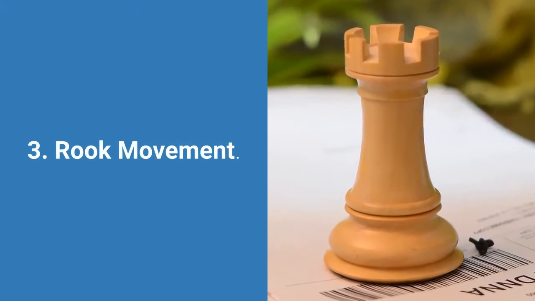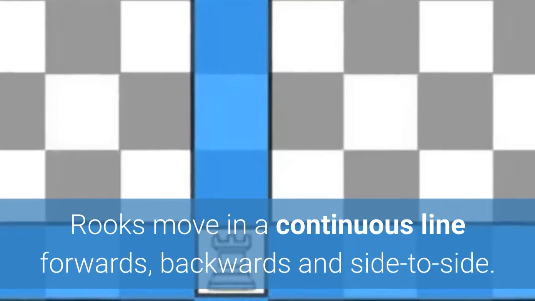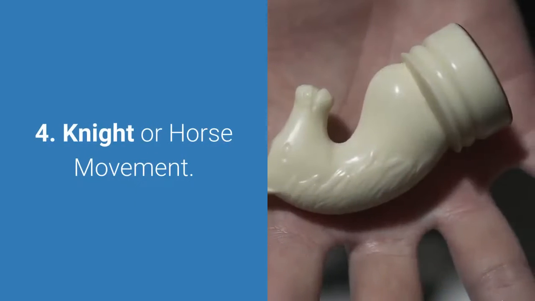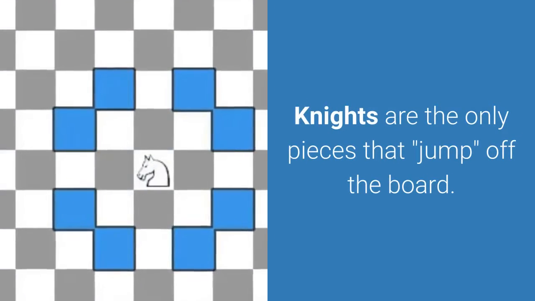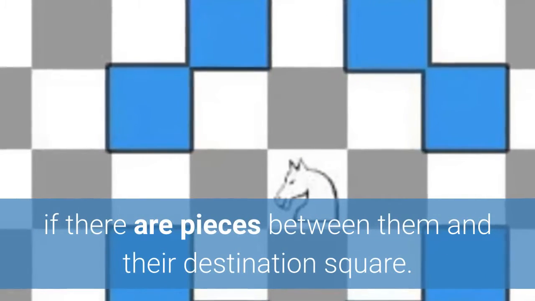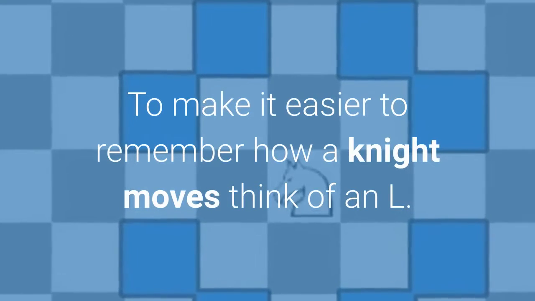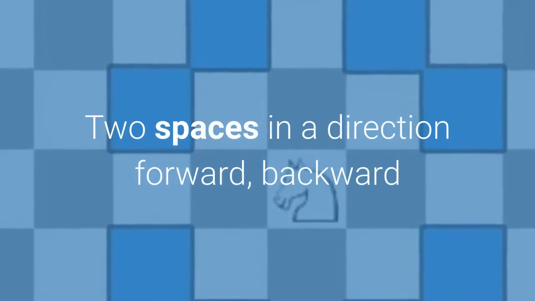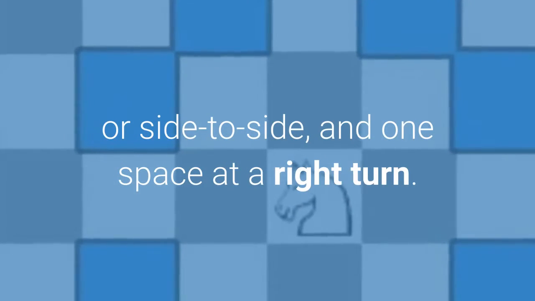3. Rook movement. Rooks move in a continuous line forwards, backwards and side to side. 4. Knight or horse movement. Knights are the only pieces that jump off the board. Unlike other pieces, they are not blocked if there are pieces between them and their destination square. To make it easier to remember how a knight moves, think of an L: 2 spaces in a direction forward, backward or side to side, and 1 space at a right turn.